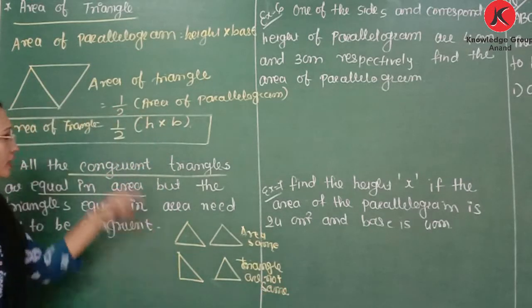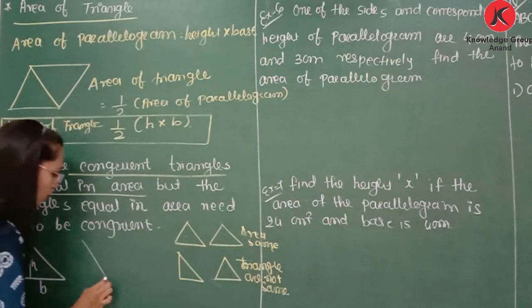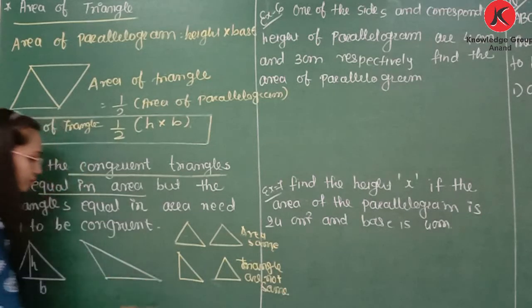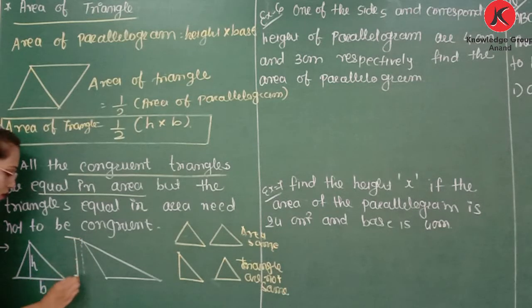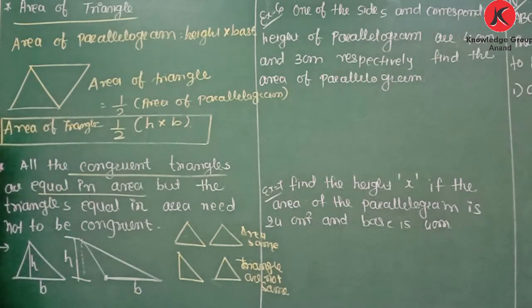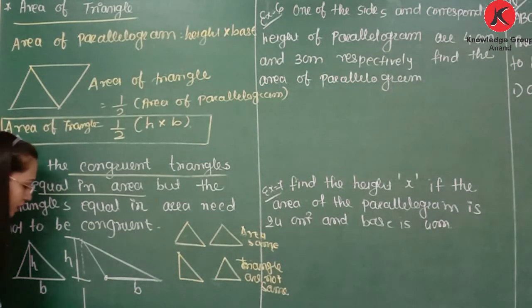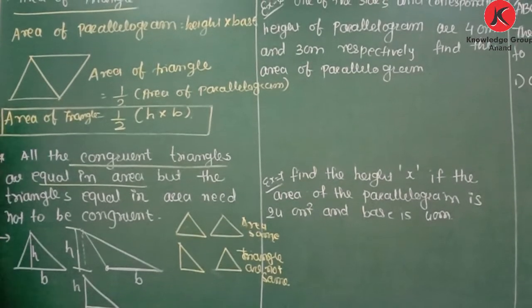Now for the area of a triangle, which height and which base need to be considered? If we draw this triangle, then this will be the height and this will be the base. If we consider an obtuse angle triangle, then the height will be outside the triangle, and the base will be this one. If we consider a right angle triangle, then two sides will be the height and base.